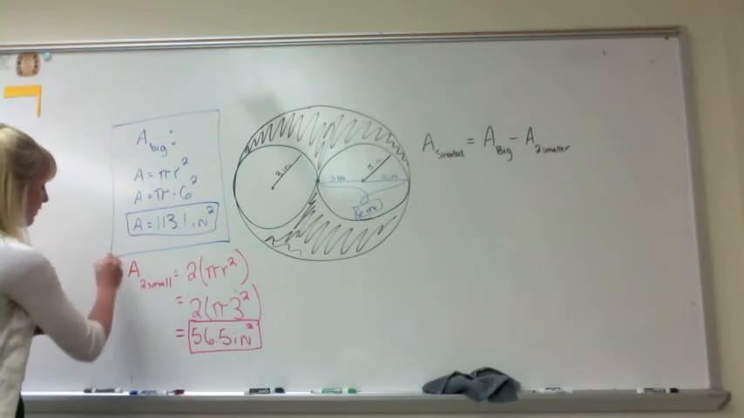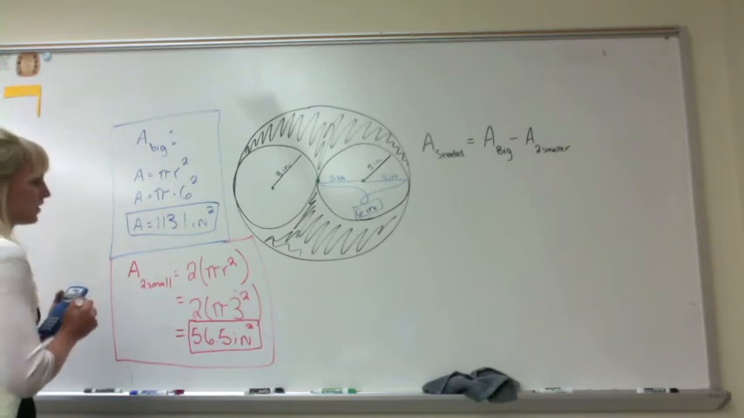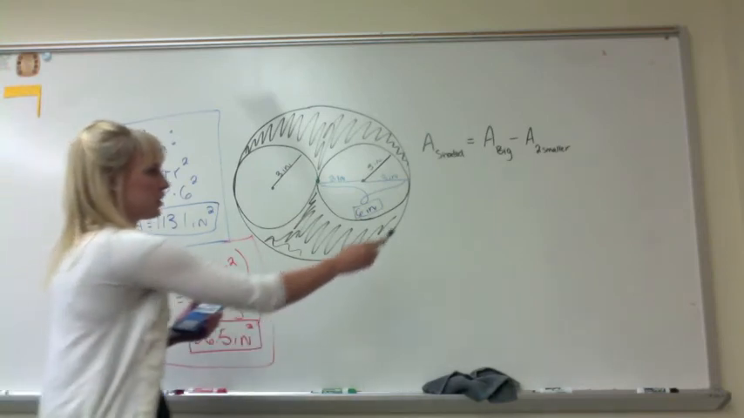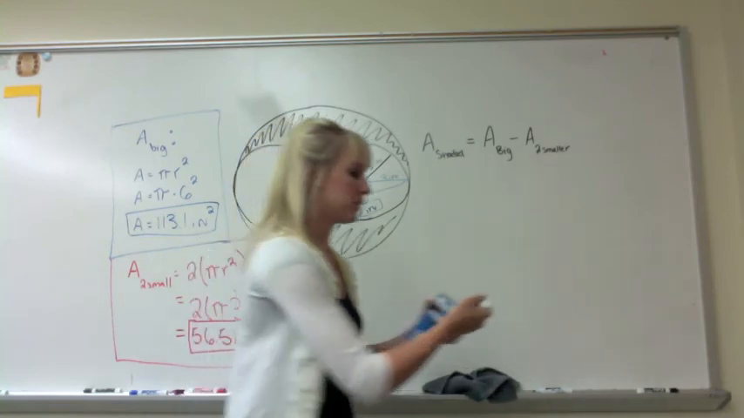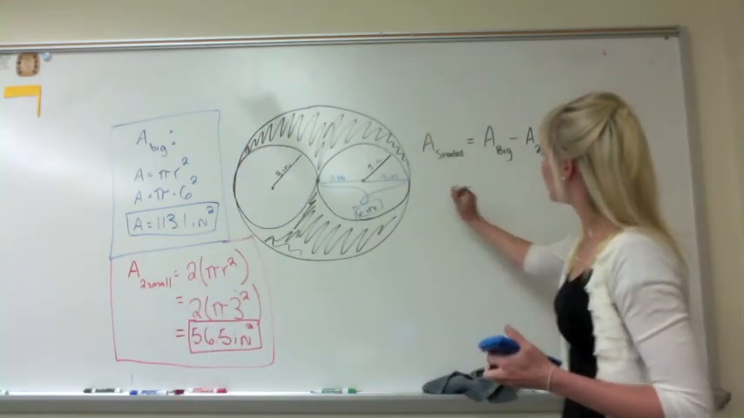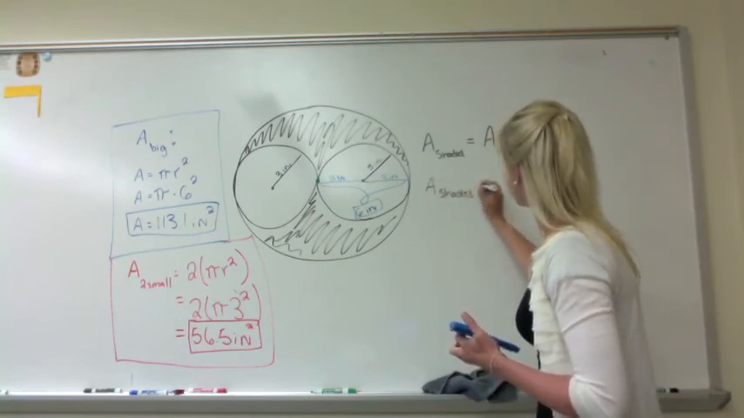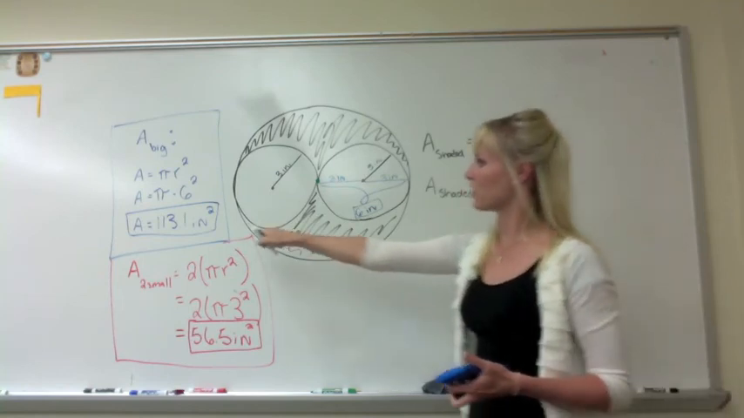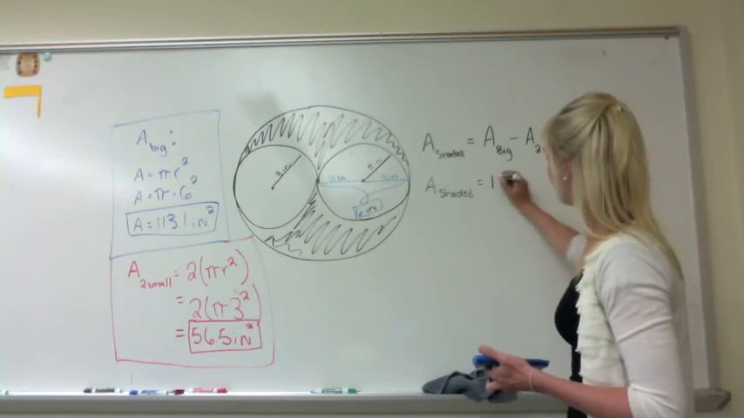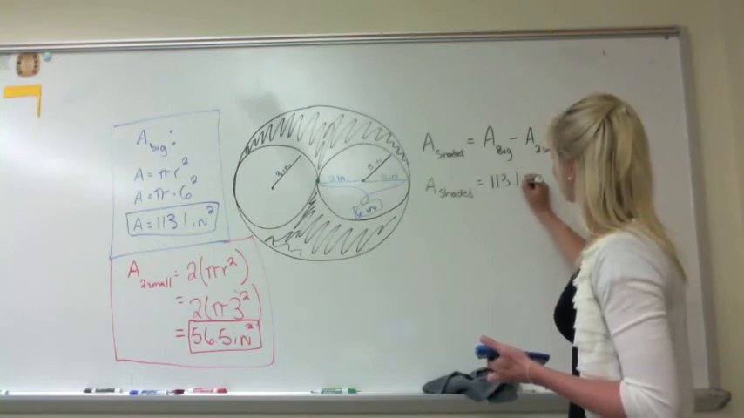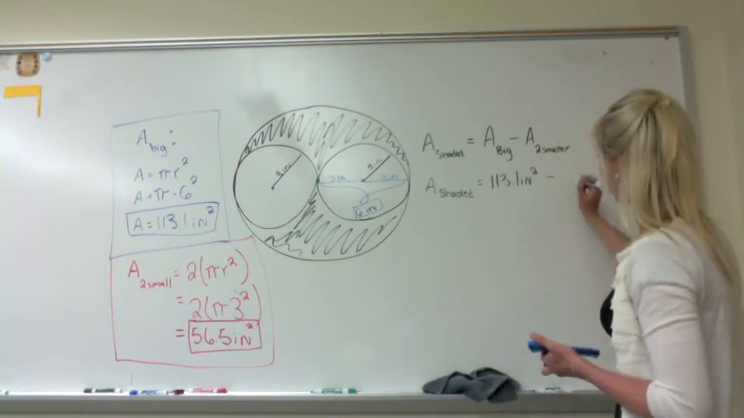All right, now we have everything that we need in order to solve. We have the area of the big and the area of the small. And we know in order to find the area of the shaded, we simply take the area of the big and subtract the area of the two smaller. Okay, so let's just plug our values in now. So the area of the shaded is equal to the area of the big, that's 113.1 inches squared, minus 56.5 inches squared.